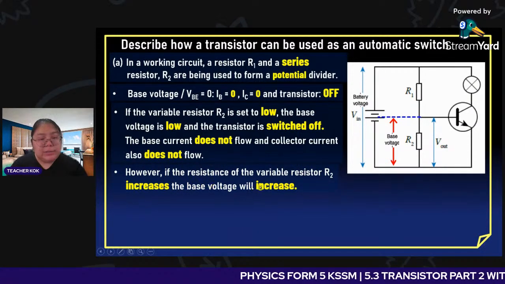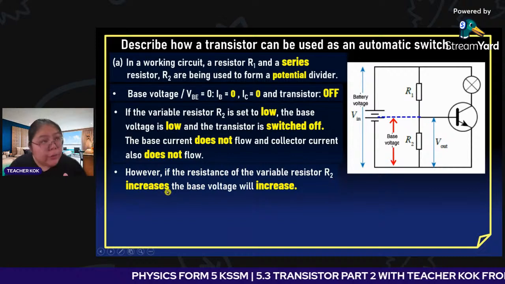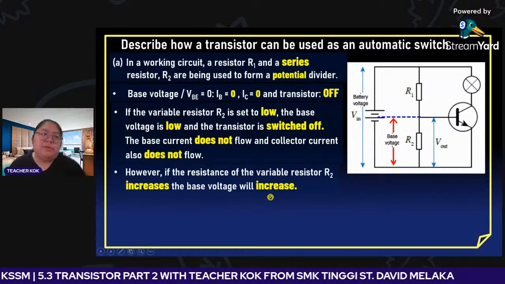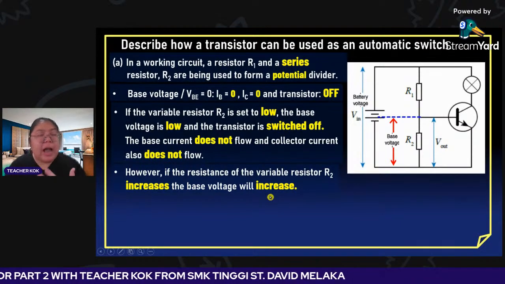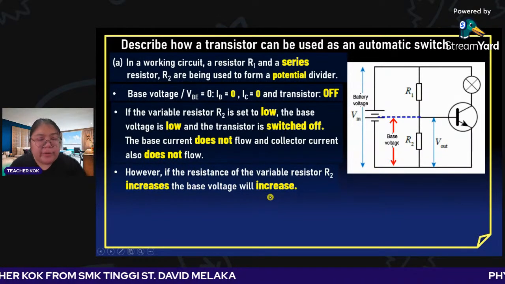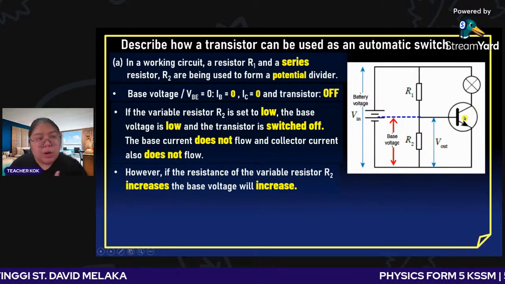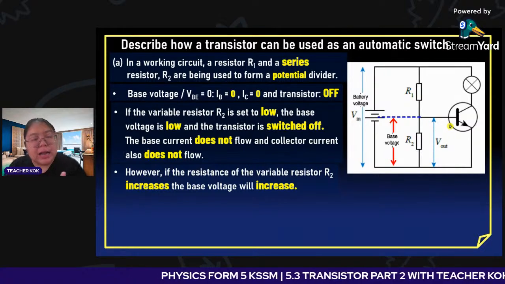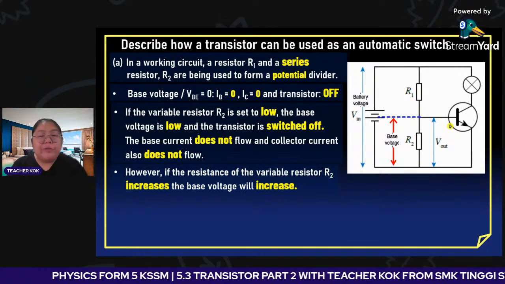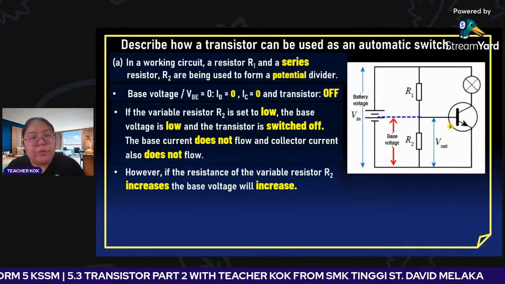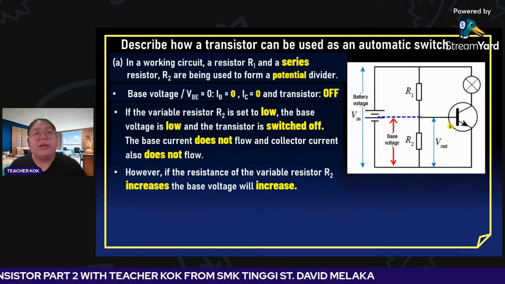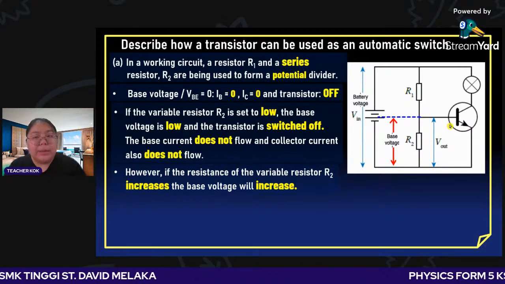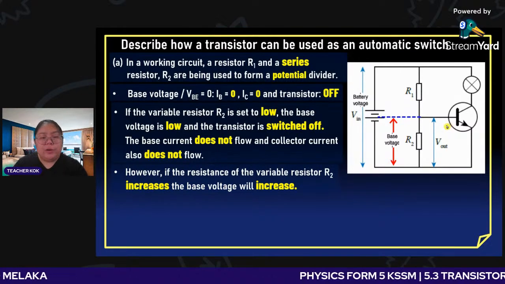However, if I increase the variable resistor R2, now you see, the base voltage will increase. When you have base voltage, you have base current. The base current flows, then they will switch on the transistor. When I switch on the transistor, you must think back. Before that, we learned about how the electrons move, then they jump, and after that they produce a collector current. Finally, the bulb can be lit up. So from here, we continue.